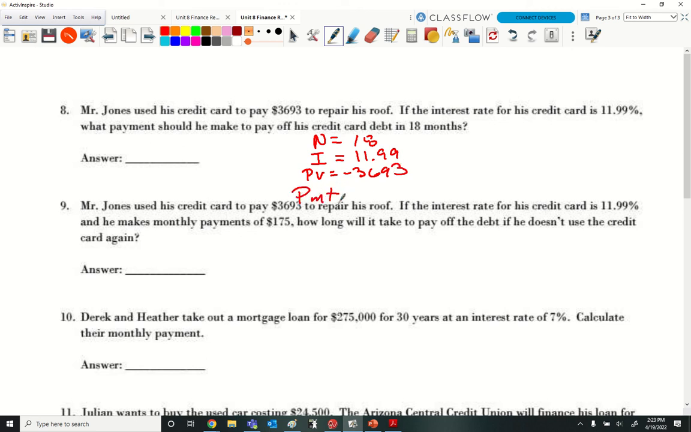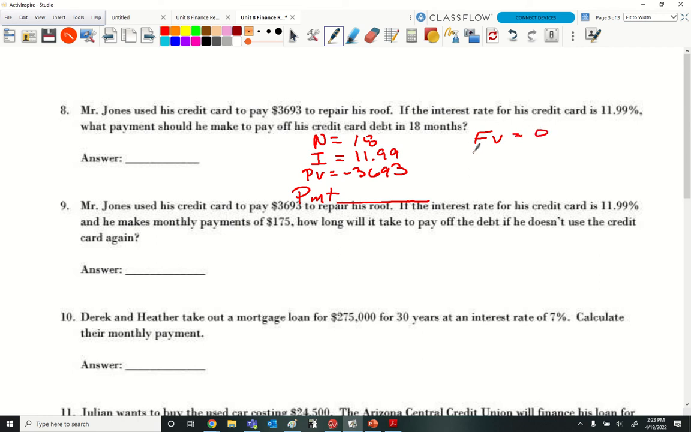PMT. Payment. Is that what I'm looking for? Yeah, payment is what I'm looking for, isn't it? So I leave that one blank. So the next thing is FV. 0. Why is FV 0? Future value is 0, because if you pay it off, remember you're borrowing money, and in the future you want to be at 0. So FV is going to be 0.